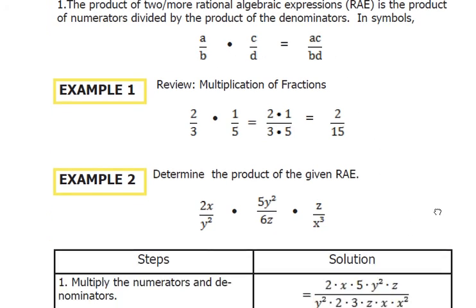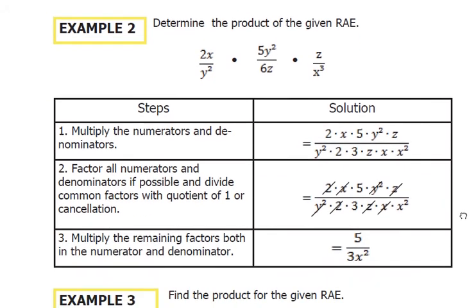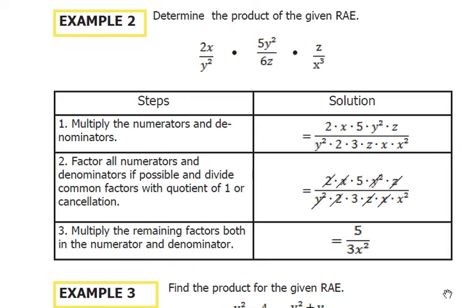Few examples here. Example 1 deals with 2/3 times 1/5. So you have 2 times 1, that's 2, and 3 times 5, that's 15. So the final answer is 2/15. Example 2, you have here the step-by-step process of how to obtain the simplification of this rational algebraic expression after multiplying each of the given terms.